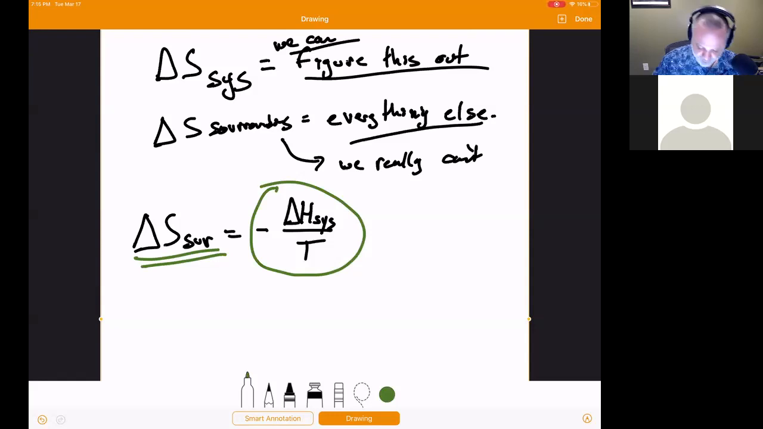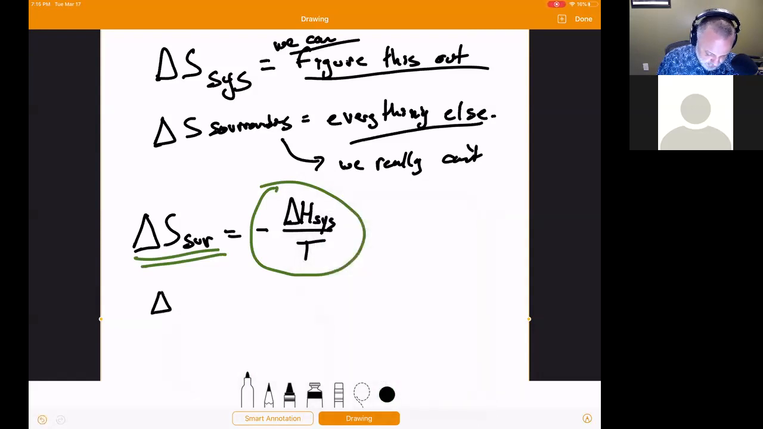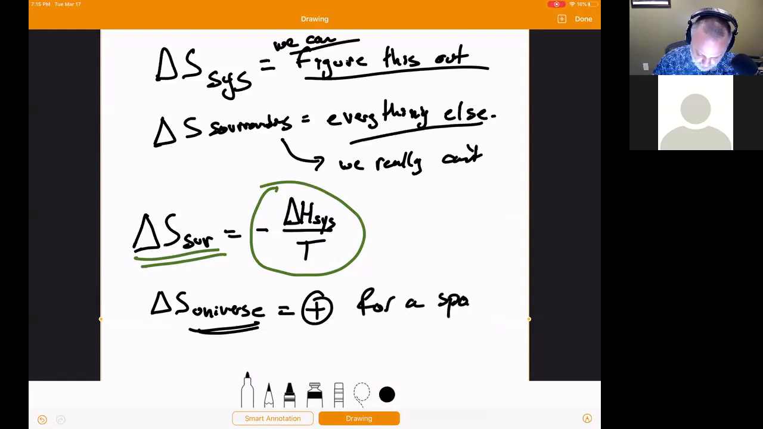All right, so why does that matter? This is why it matters. If I want to know whether a process is spontaneous or not, the change in entropy of the universe must be positive. In other words, if the process just happens naturally, automatically, at a given condition, the change in entropy of the universe has to be positive.